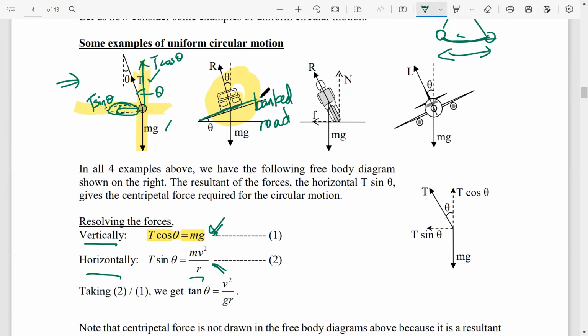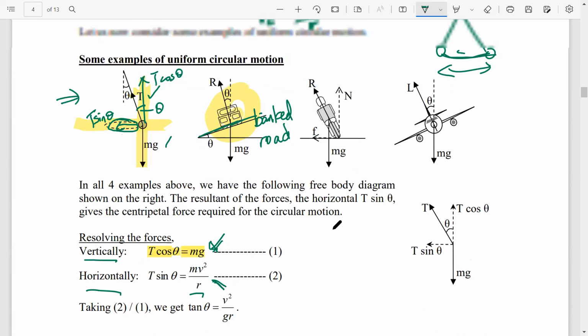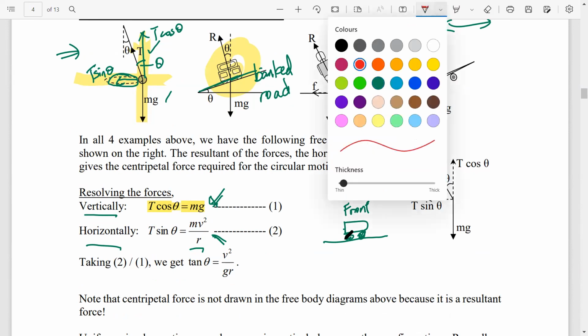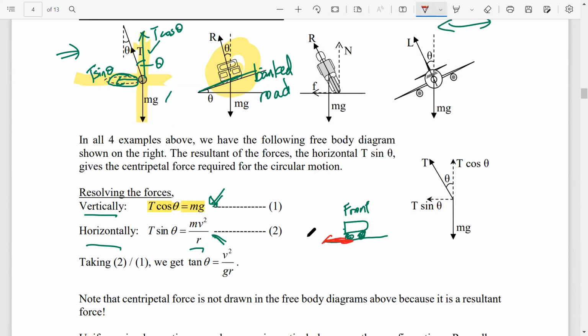Why is this so? Because when you are going at a very high speed on flat ground, this one is front facing, and you're going at a high speed and it's going to turn, you need friction to be able to provide the centripetal force. So when there's not enough friction, what will happen? The car will slide outwards.